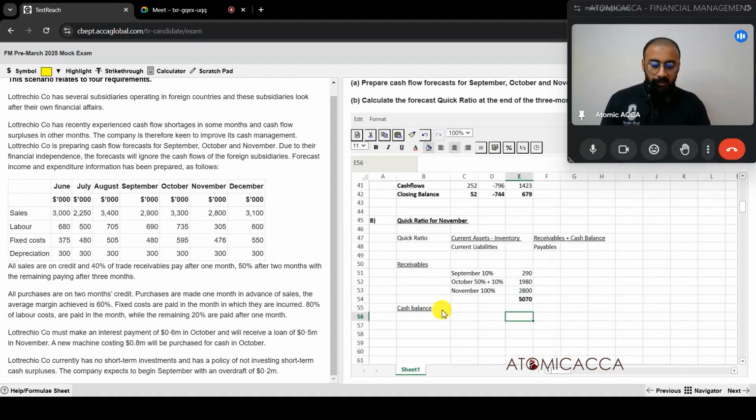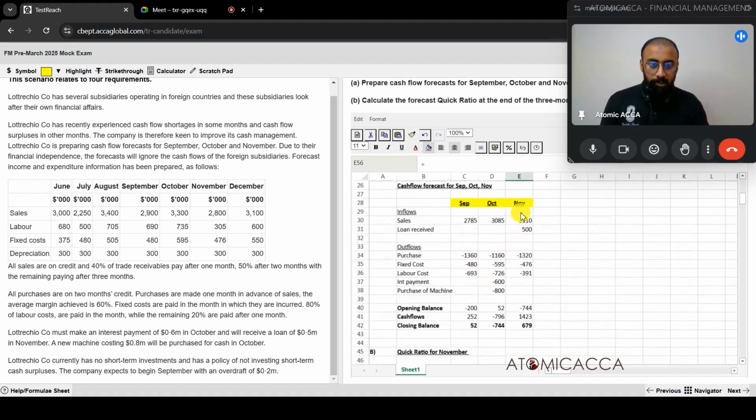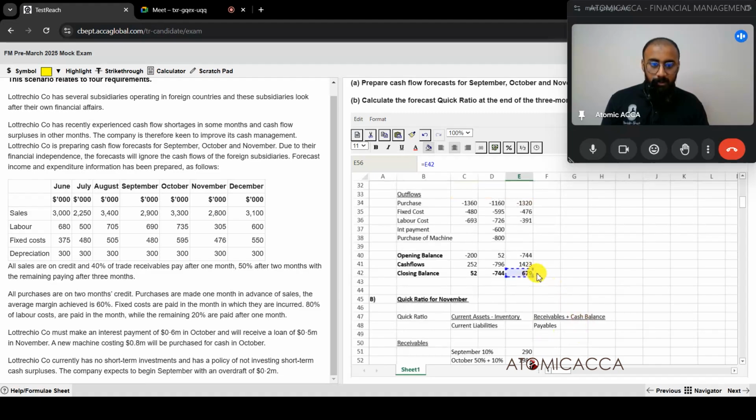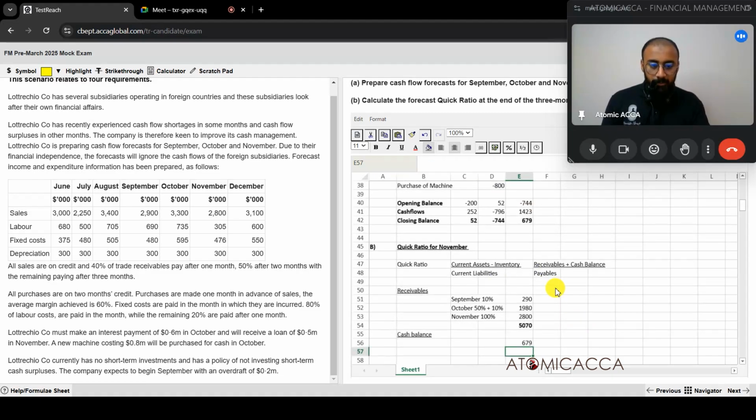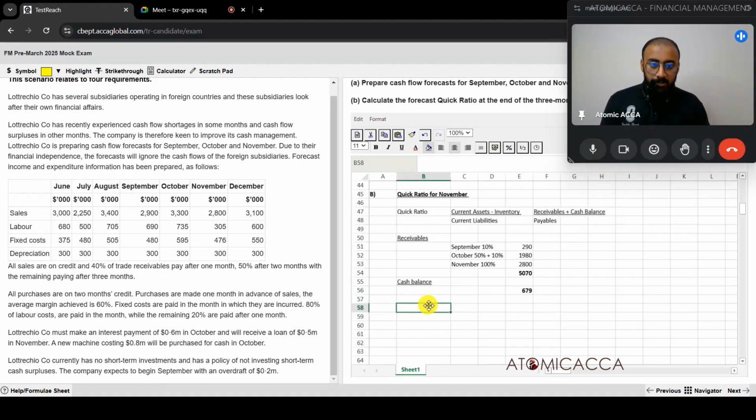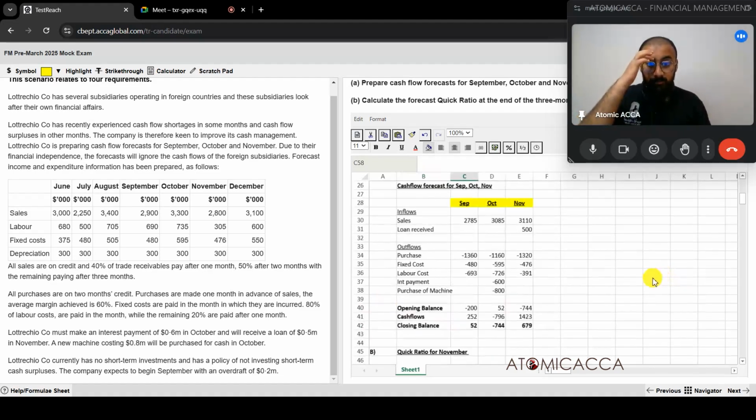Next, we need the cash balance. Cash balance is straightforward. We have the forecast already. For November, the closing cash balance we will have is 679. So we'll take this as it is, 679. So that is also ready. Then we need the payables figure. Now we have multiple payables over here, so you have to be careful.